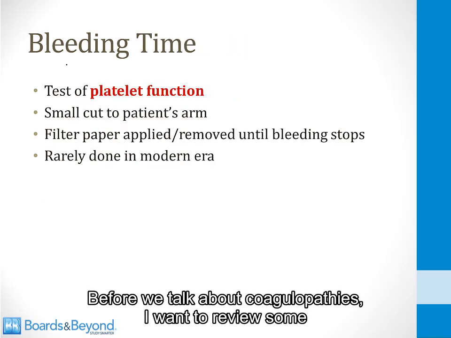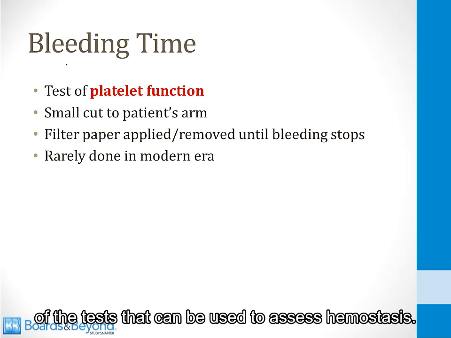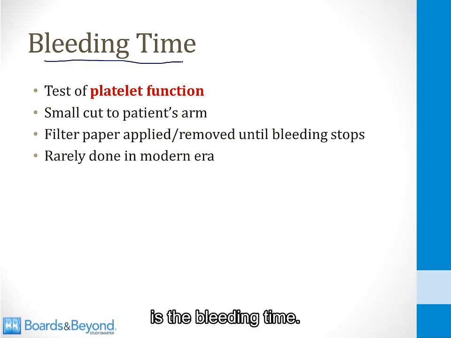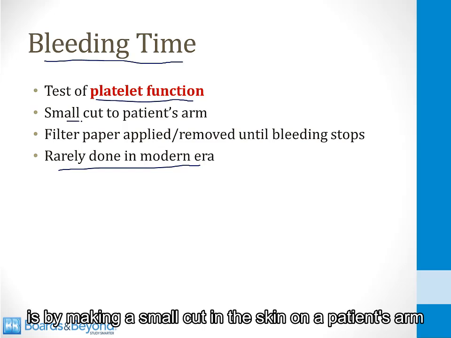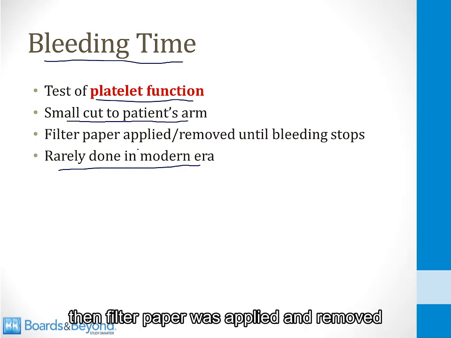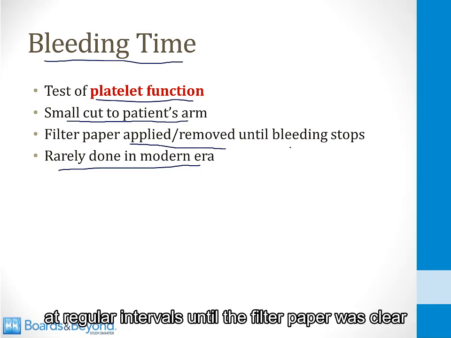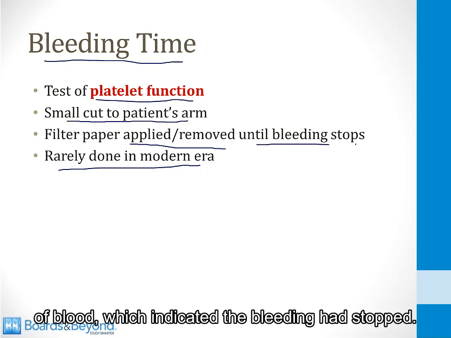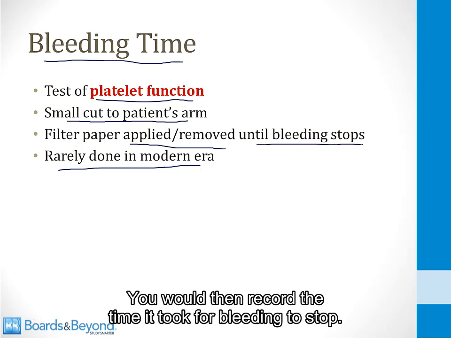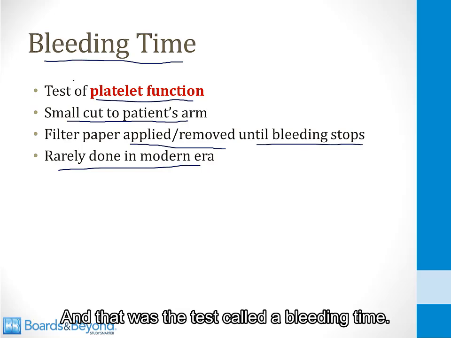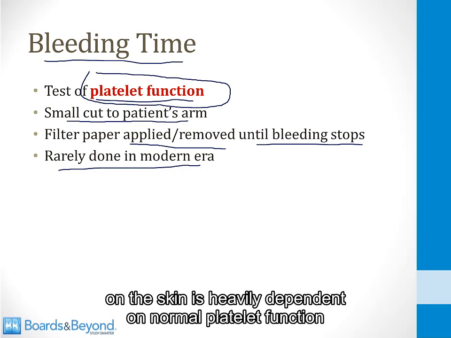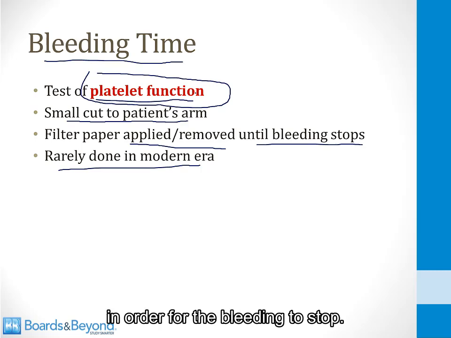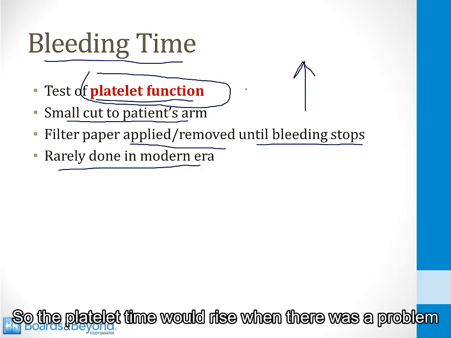Before we talk about coagulopathies, I want to review some of the tests that can be used to assess hemostasis. And the first test I'm going to talk about is the bleeding time. This is a test of platelet function. This is an old test. It's rarely done in the modern era. The way a bleeding time used to be performed is by making a small cut in the skin on a patient's arm. Then filter paper was applied and removed at regular intervals until the filter paper was clear of blood, which indicated the bleeding had stopped. You would then record the time it took for bleeding to stop, and that was the test called a bleeding time. This is a test of platelet function because this type of very superficial bleeding on the skin is heavily dependent on normal platelet function in order for the bleeding to stop. So the bleeding time would rise when there was a problem with the platelets.